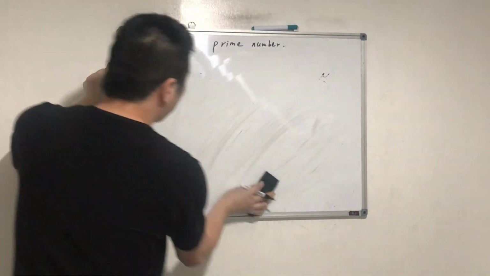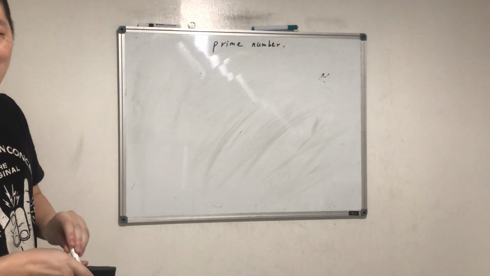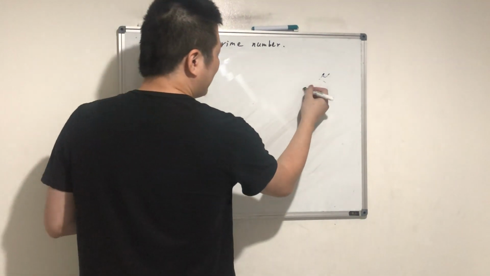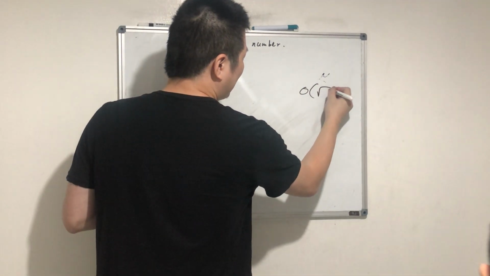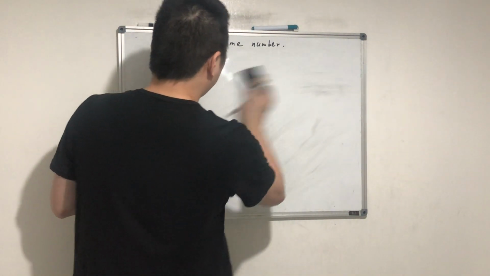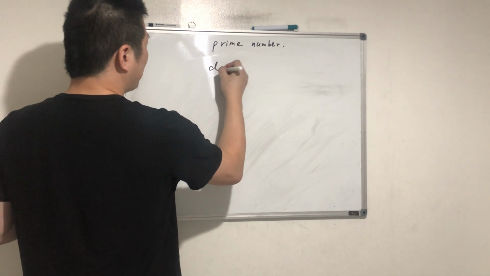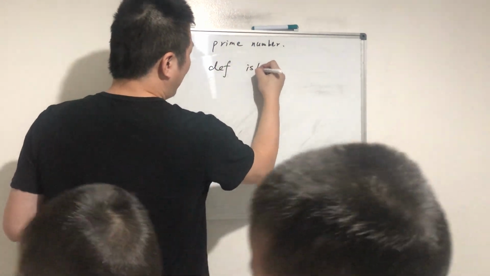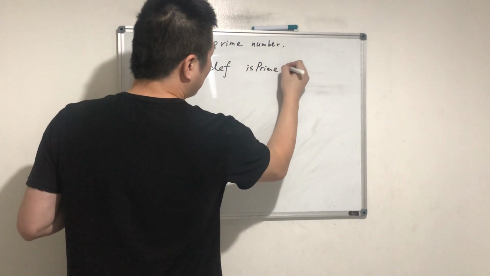So the time complexity of checking is what? Square root of n. Okay, let's do the function is prime.